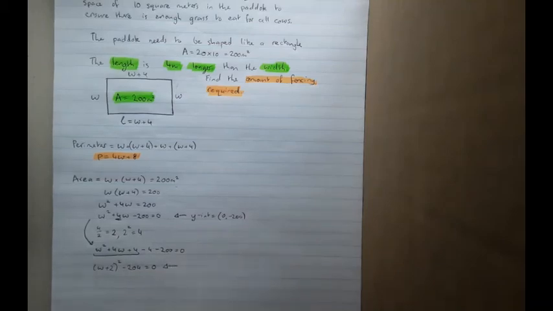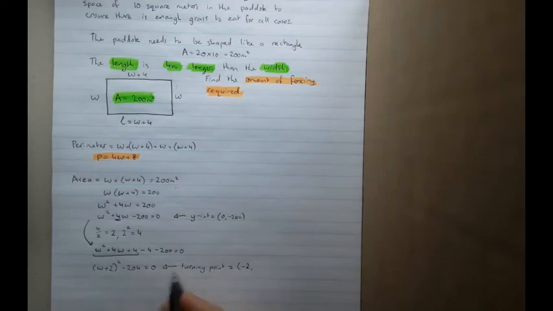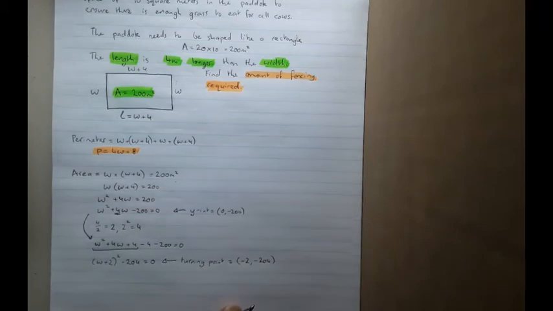So we now have our turning point. Our turning point is equal to minus 2, because it's in brackets, minus 2 and negative 204. Now that one stays negative 204 because it's outside the brackets. Now, if we want to solve this question further to graph it, we then also need to find the x-intercepts. And how do we do that?